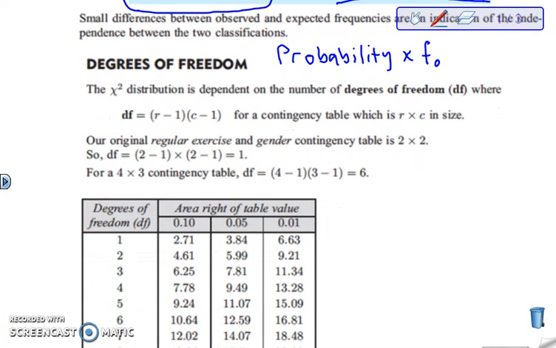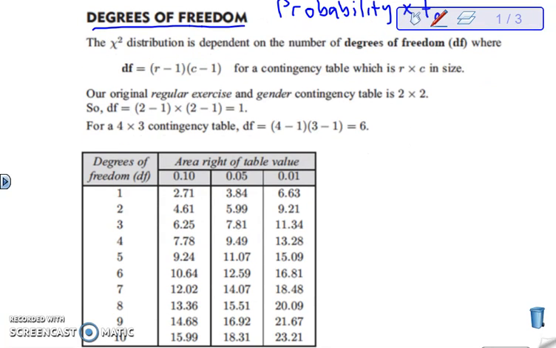The next thing to talk about is the degrees of freedom. Basically, this is just talking about the size of the table, or the number of data points that we have. So the more data points we have, the higher the chi-squared value will be, which means that the target number we're looking for to determine independence grows as we get more data points.